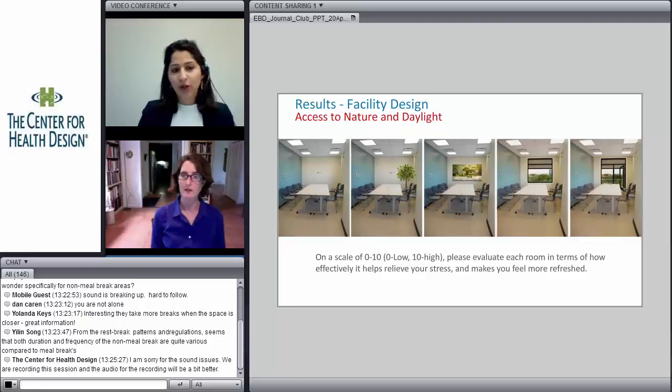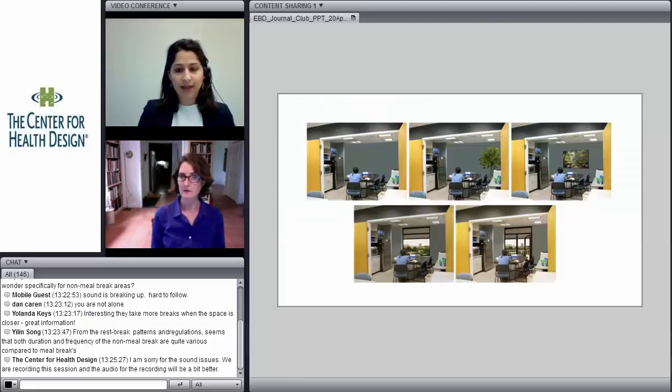And now we go back again to that visual assessment set. So we had two sets, and this is the question that we asked. On a scale of 0 to 10, evaluate each room in terms of how effectively it helps relieve your stress and makes you feel more refreshed. So this is one set, and then this is another. We selected two sets, so we can see one result from one of them to see if the other one confirms or contradicts.